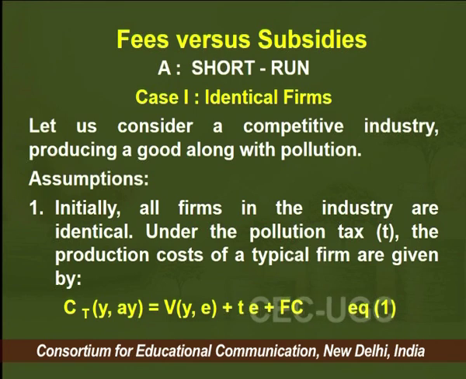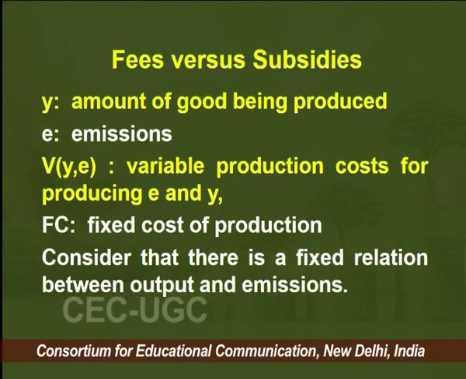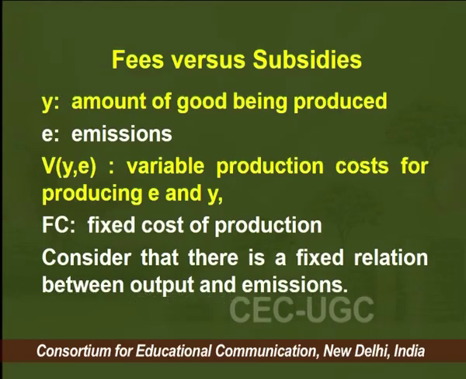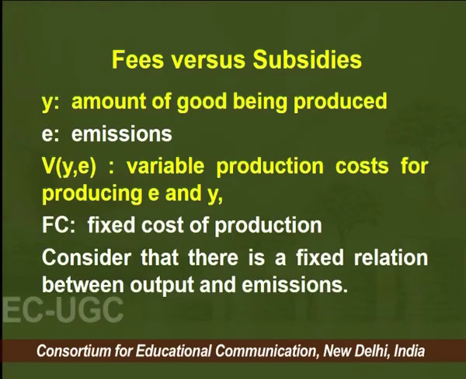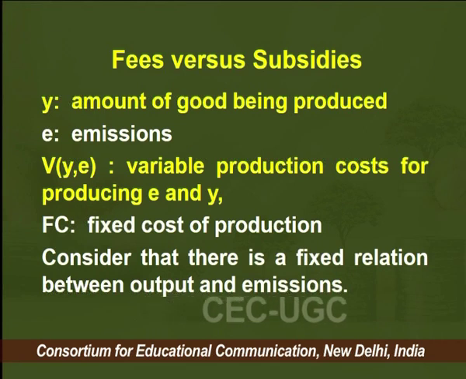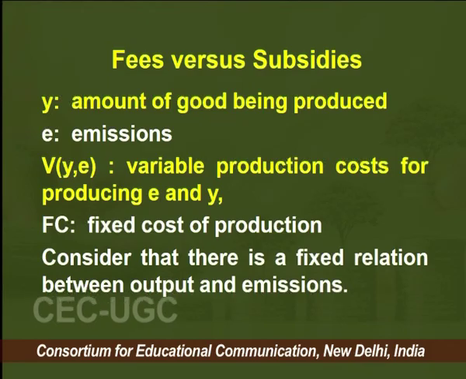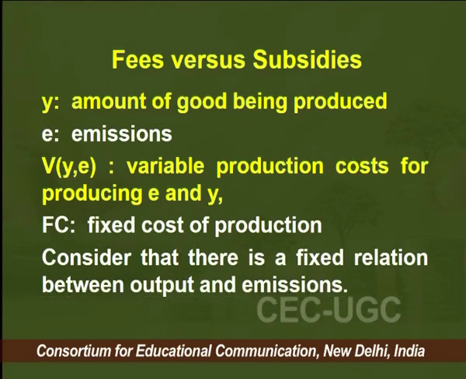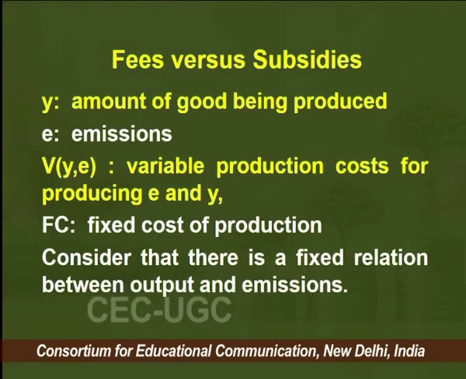As we all know, total cost is a combination of variable cost and fixed cost. So the way it gets modified is that you add one more portion, the fee, which is equal to T into E. Here in this equation, Y is the total amount of good being produced, E is the emission which comes along with the production. Therefore, V(Y, E), the variable cost of production, is a function of the amount of good produced plus the emission generated. And the fixed cost FC is the fixed cost of the total production.